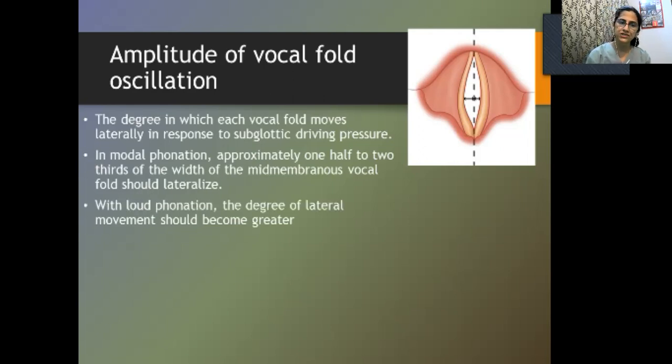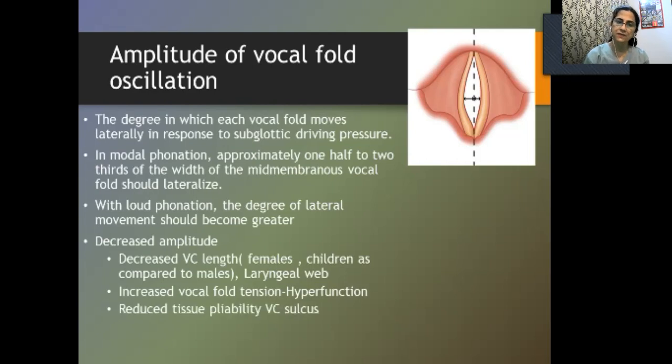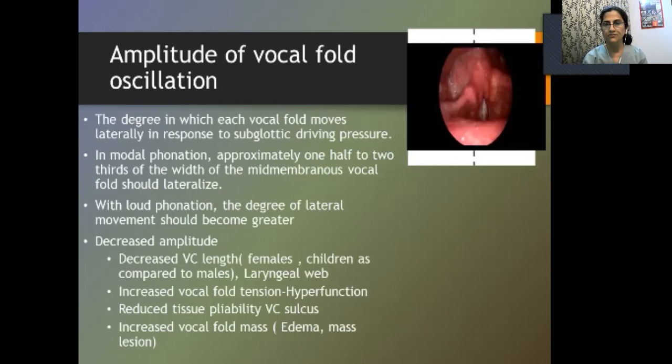In loud phonation, the degree of lateral movement could be greater. You get a decreased amplitude when the vocal fold length is smaller, as in children or females, or when there is a laryngeal bed, or when there is increased vocal fold tension, as in hyperfunction, or reduced pliability of the tissue, such as in vocal fold sulcus, or increased vocal mass, such as edema or any kind of mass lesion.